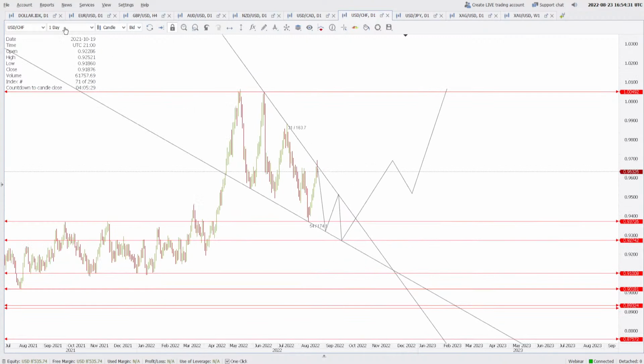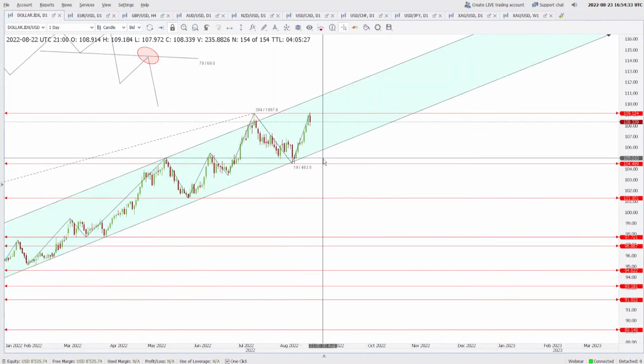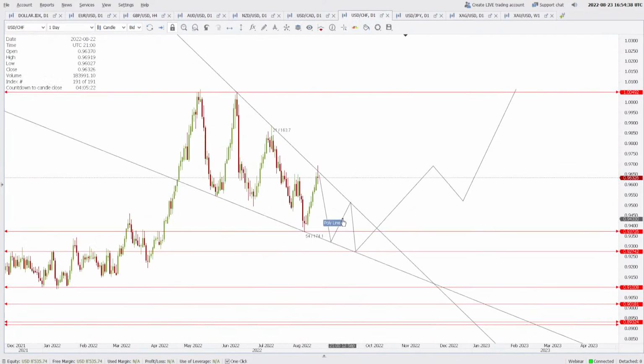But also notice that the dollar index is on the verge of falling. So if it falls to 104.48, then maybe USD CHF will also fall to this area, and more buyers will jump in to push the prices higher. This is what I am expecting.